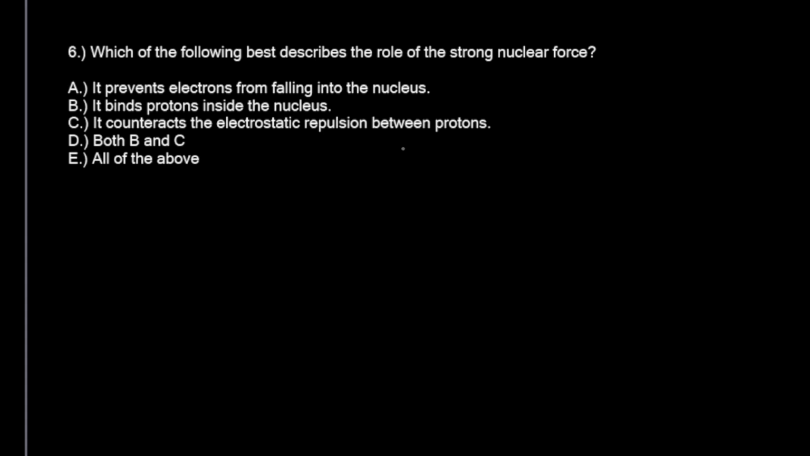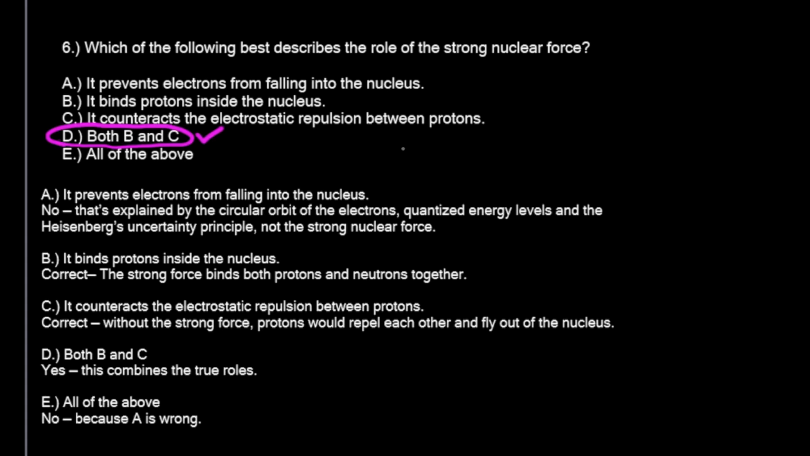So both options B and C are correct, which makes answer choice D the correct answer. And here's the solution, a full explanation to question number 6. So answer choice D is the correct answer. And answer choice E is wrong because answer choice A is also wrong.